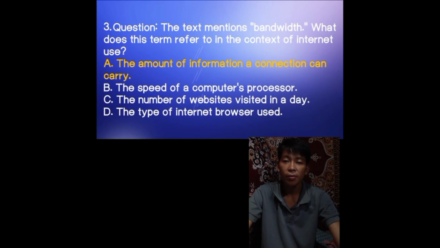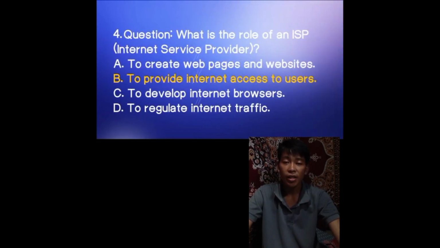So the answer of the number 3 is letter A. The amount of information a connection can carry. So it clearly defines bandwidth as the amount of information or data a connection can carry. For number 4 answer is letter B. To provide internet access to users. So implicitly defines the ISP as the company that provides you with access to the internet.